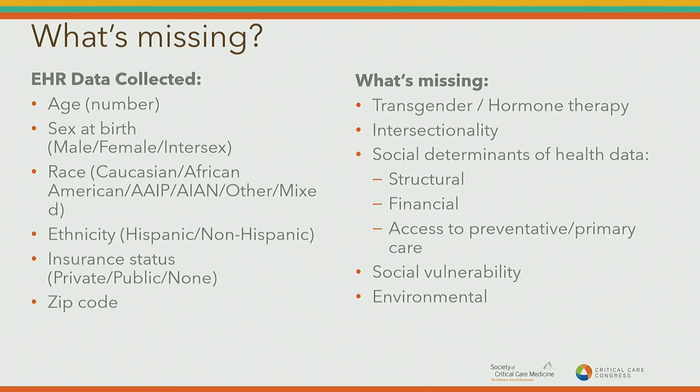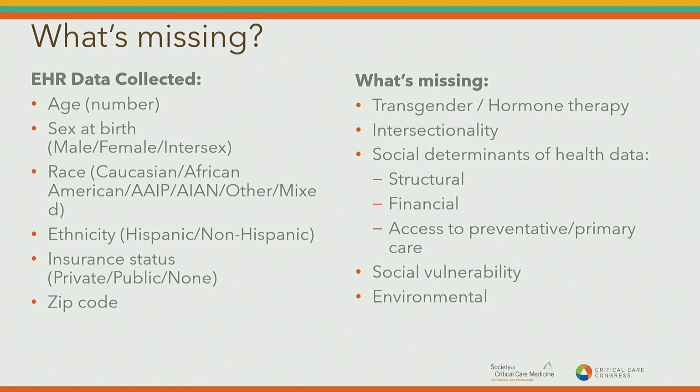So what's missing when we think about this EHR data that we're collecting? We're missing folks who have a non-traditional or non-standardized-by-the-EMR sex at birth or gender. We're missing transgender individuals, we're missing individuals on hormone therapy. If our research question is related to hormones, we're not going to be able to answer that question. We're missing things like intersectionality.